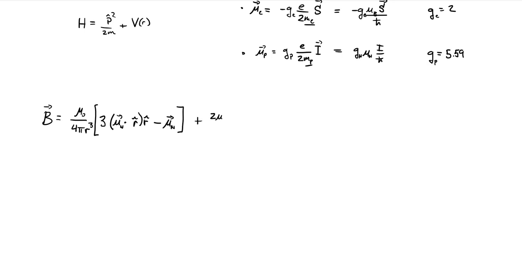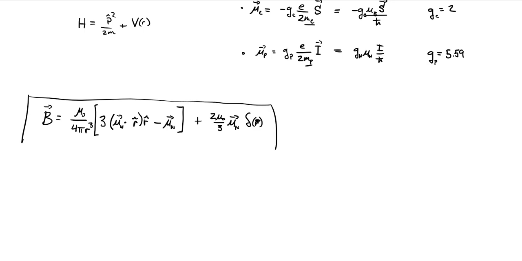Plus 2 mu naught over 3. So that's an R. The magnetic field for, say, the nuclear dipole, which is located at, we'll call it what we're defining as the origin, is equal to this, the magnetic moment dotted with the R hat vector. This is what the magnetic field of that dipole is.